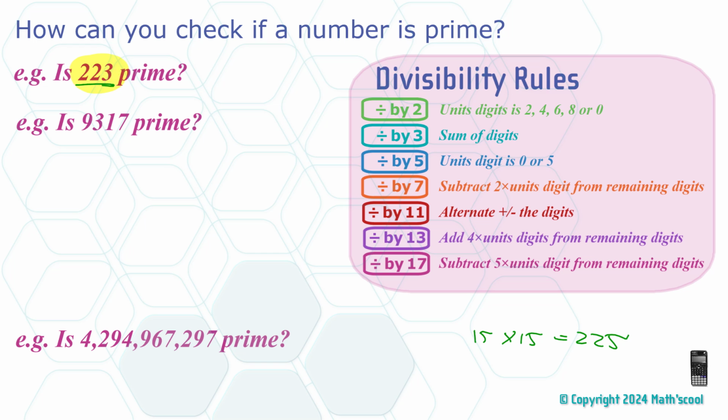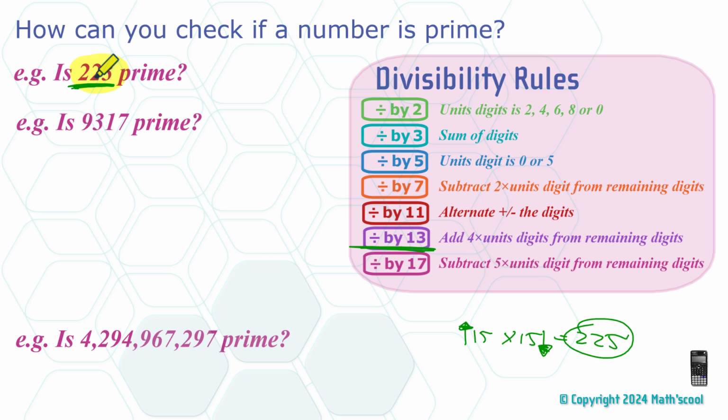So if I'm going to get two numbers that multiply together to give me 223, and let's say one of them is bigger than 15, then the other would have to be less than 15. Otherwise you'd end up being much bigger than 225 and therefore much bigger than 223. So sure, one of the numbers might be bigger than 15, but in that case the other number would have to be smaller than 15. So in this case I only need to go as far as the divisible by 13 rule. I don't need to do the divisibility by 17.